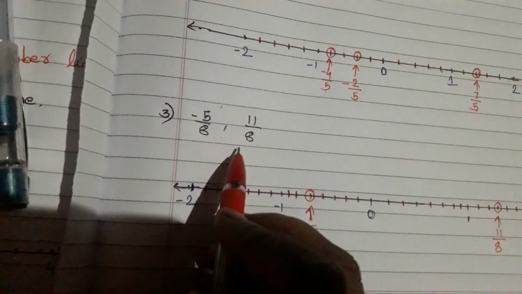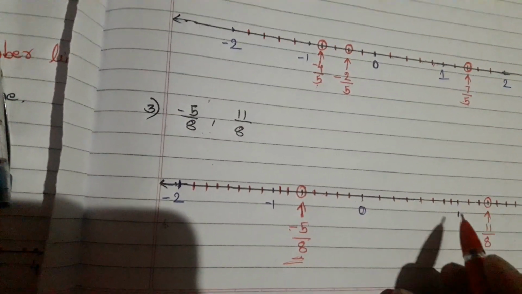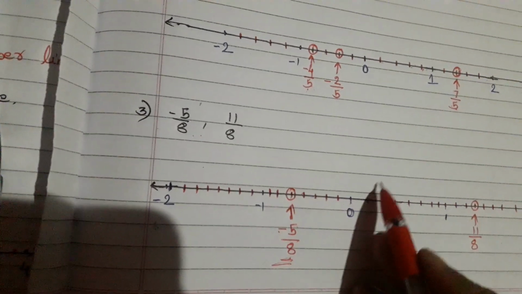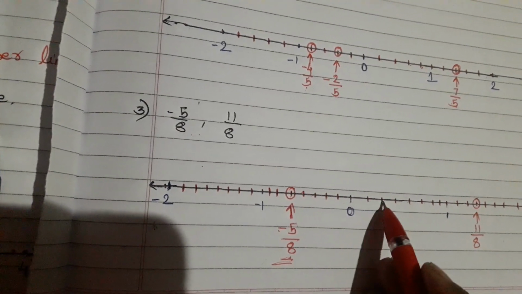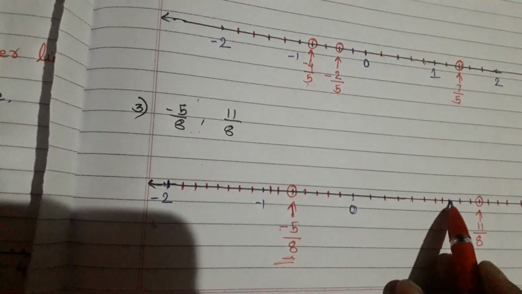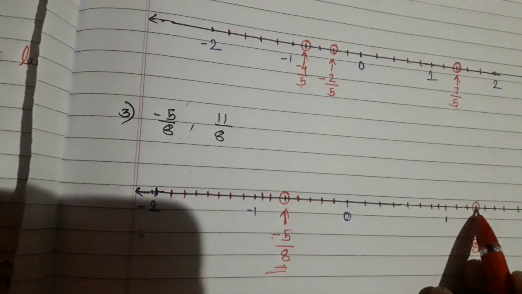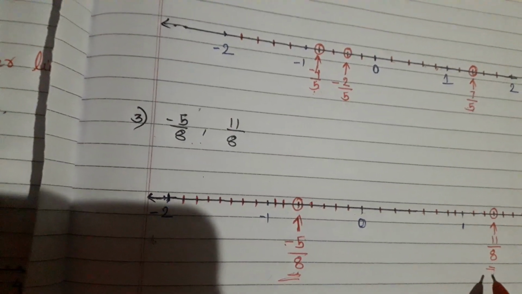Next is 11 upon 8. Now 11 upon 8 is a positive number, so it is on the right side of the 0. From 0 count the points 1, 2, 3, 4, 5, 6, 7, 8, 9, 10 and 11. This 11th point denotes the rational number 11 upon 8. So these are the 3 examples of practice set 1.1.